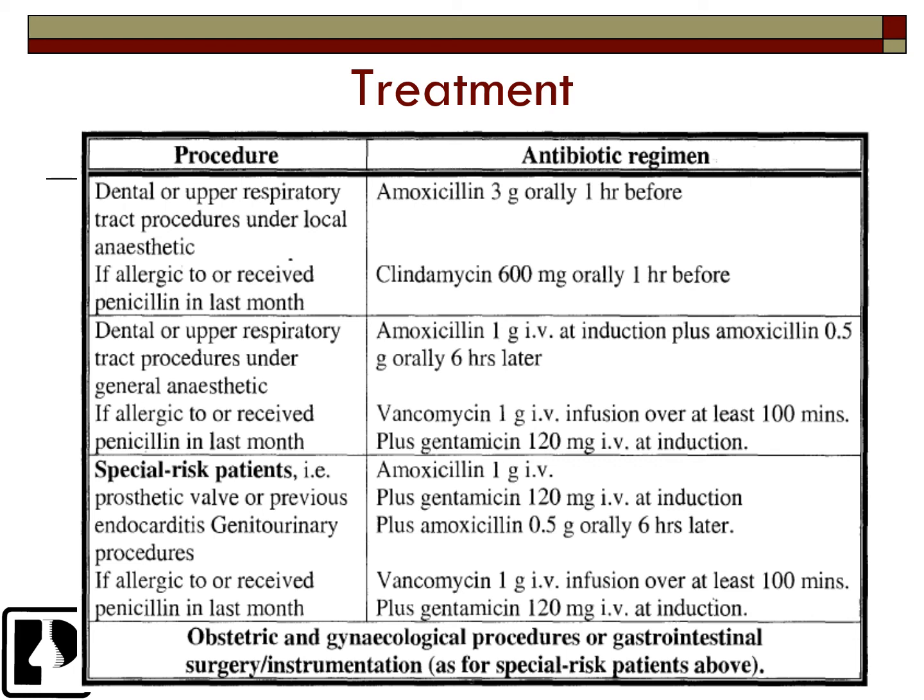For special risk patients, with a prosthetic valve or previous endocarditis, undergoing genitourinary procedures, give amoxicillin 1 gram IV plus gentamicin 120 milligrams IV at induction plus amoxicillin 0.5 gram orally 6 hours later. If allergic to penicillin or if penicillin was received in the last month, give vancomycin 1 gram IV infusion over at least 100 minutes plus gentamicin 120 milligrams IV at induction. For obstetric and gynecology procedures or gastrointestinal surgery, give prophylaxis for special risk patients only.